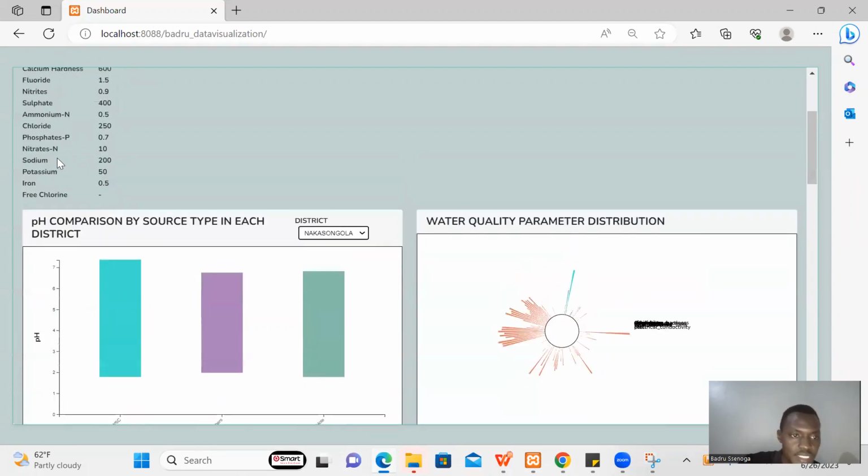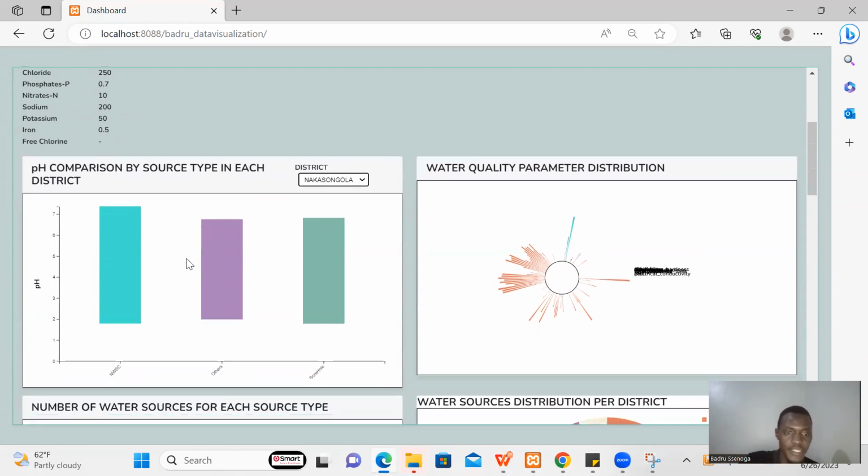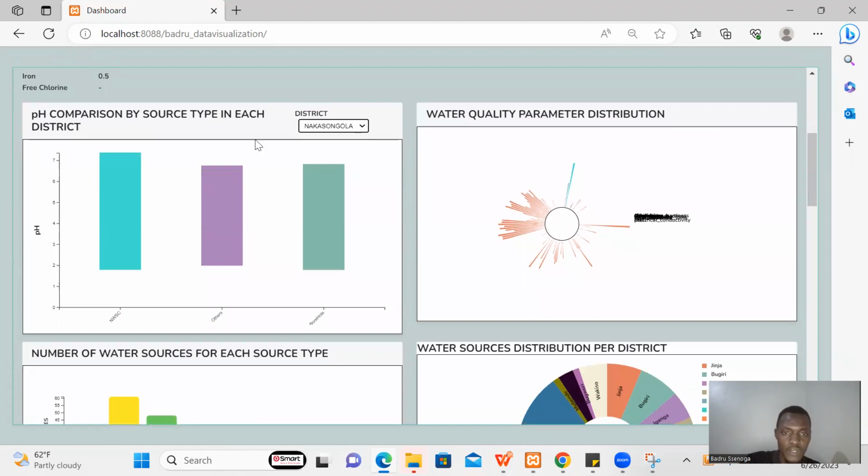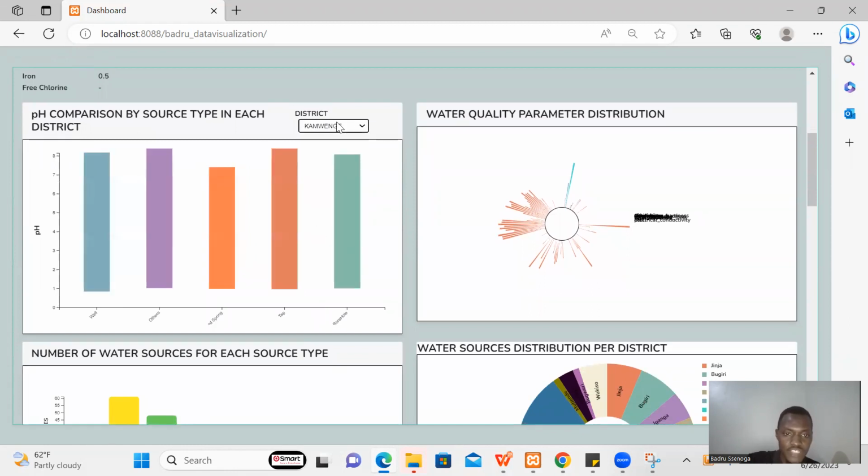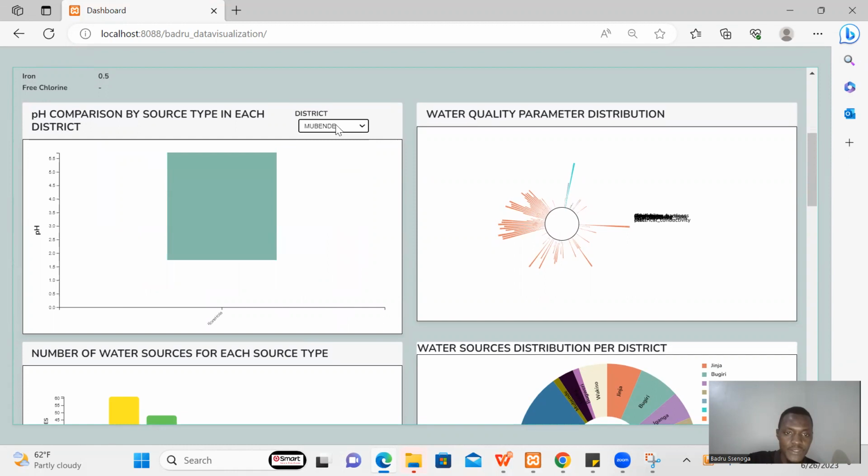Then for other attributes, let's say sodium, it has to be 200. If it's above 200, that means it is of poor quality, or it will contribute to that water being classified as water of poor quality. The same for other districts. Okay, so Mubende just has only borehole, and if it is a borehole, what is the pH of that particular borehole? So here it is focusing only on the source type where that particular sample was got.